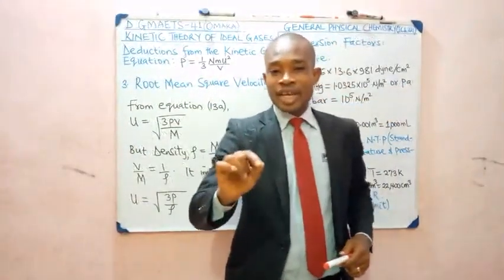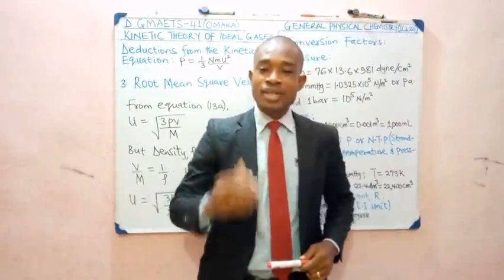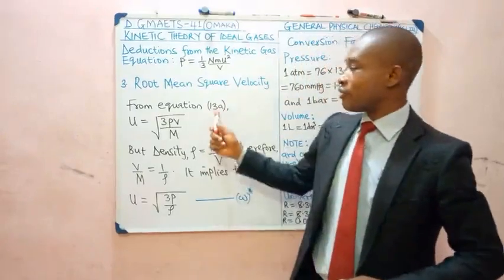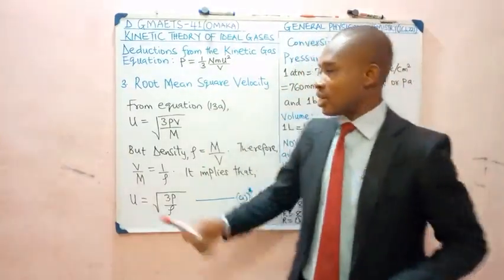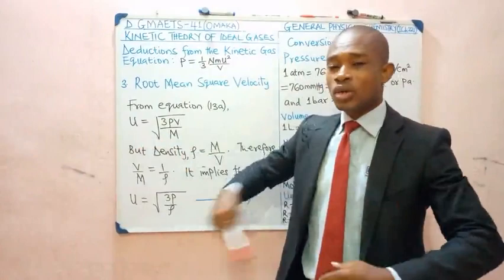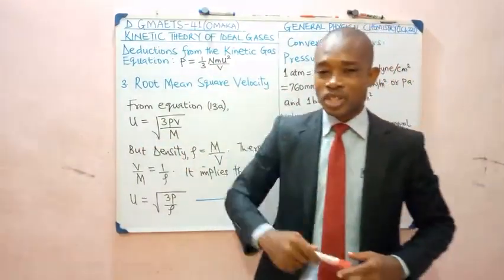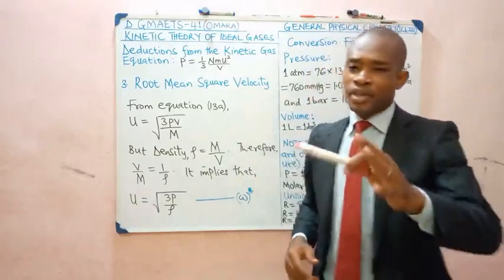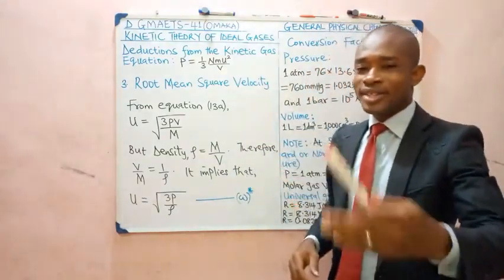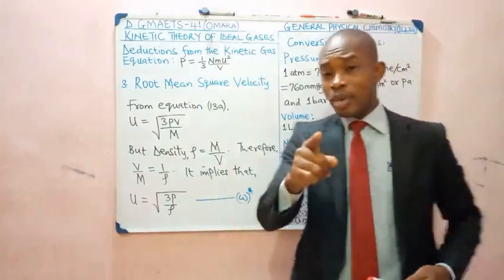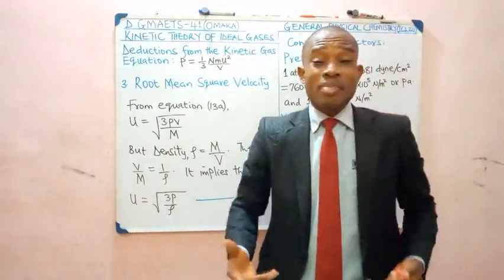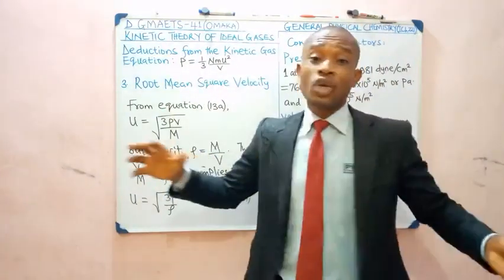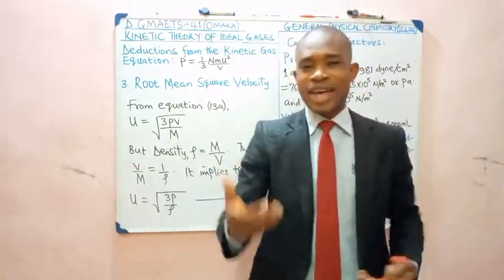Now we want to look at the root mean square velocity in terms of the density of the gas. You would recall that we had from equation 13 that the root mean square velocity is equal to the square root of 3 times pressure times volume divided by the molecular weight of the gas. But there's something we know already before now, that density is equal to mass over volume. Remember, molecular weight is simply mass. It only tells you the total mass. That's the mass of the whole number of molecules you have for the gas.